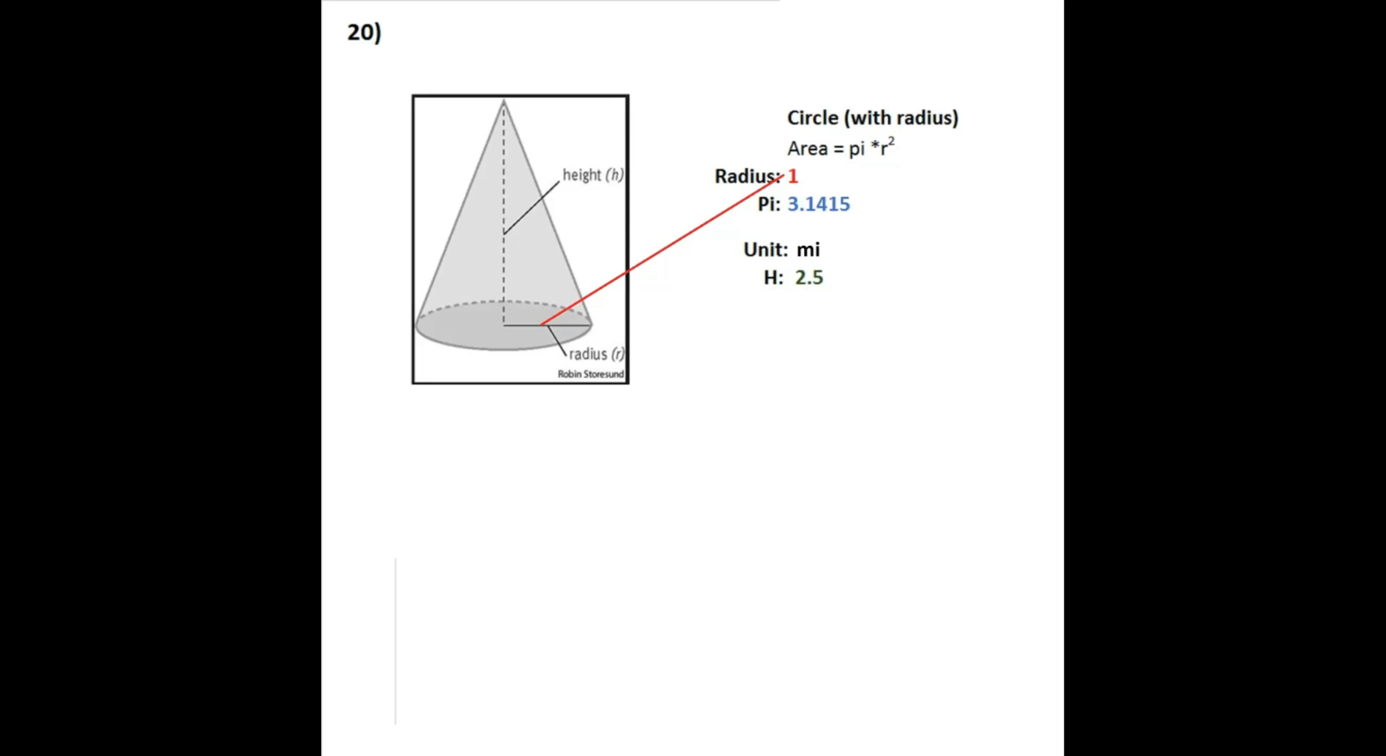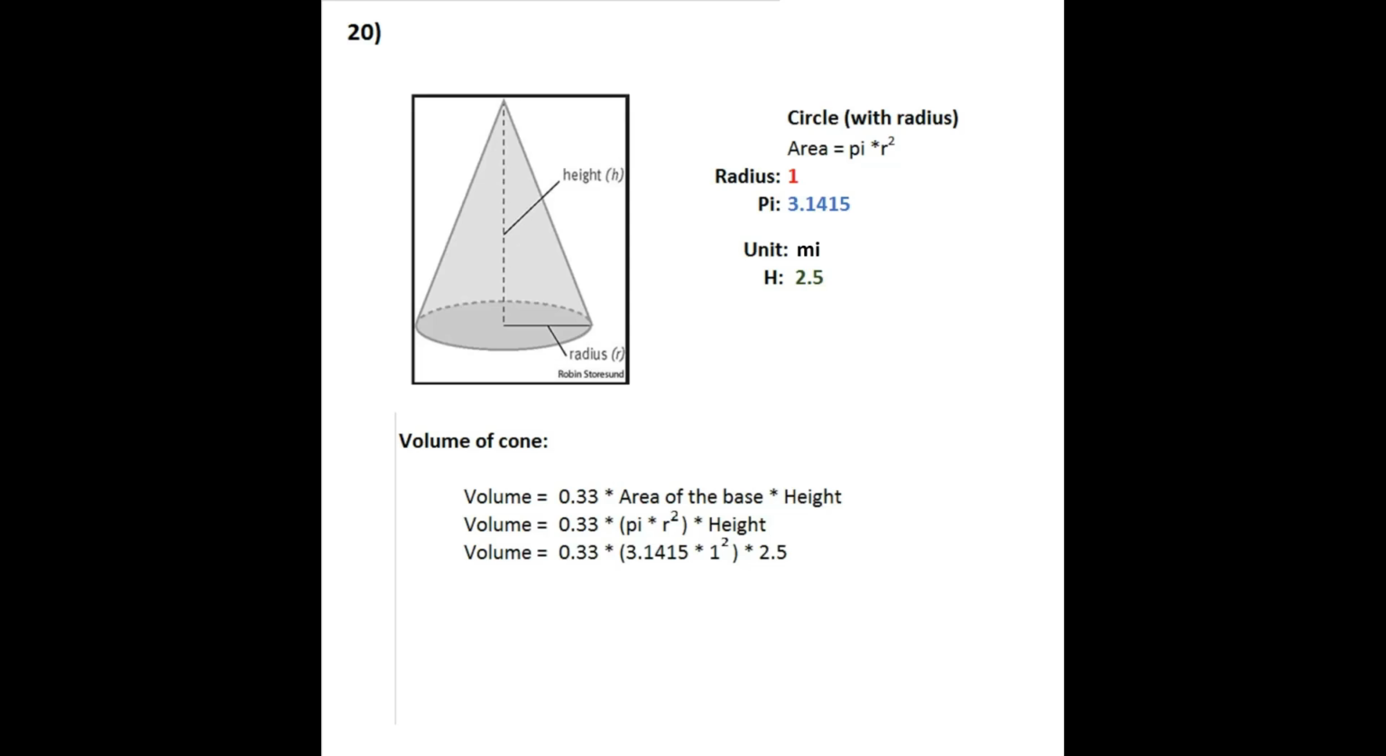So let's take a look at the components for number 20. Our radius is 1 mile, and our height is 2.5 miles. The volume of a cone is 1/3 or 0.33 times the area of the base times the height. That's 0.33 times pi times radius squared times height: 0.33 times pi times 1 squared times 2.5.